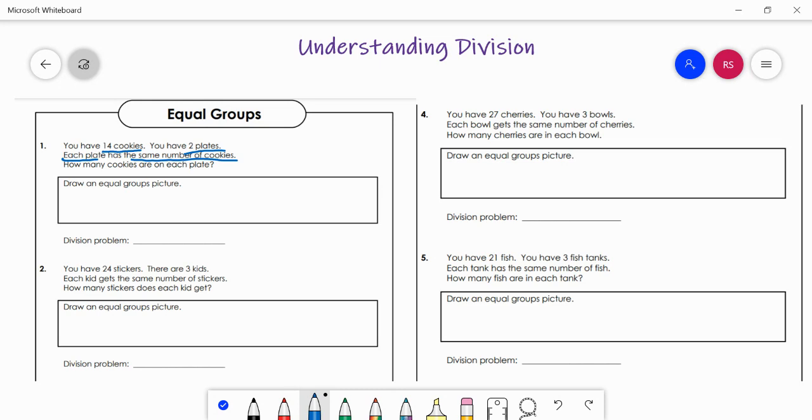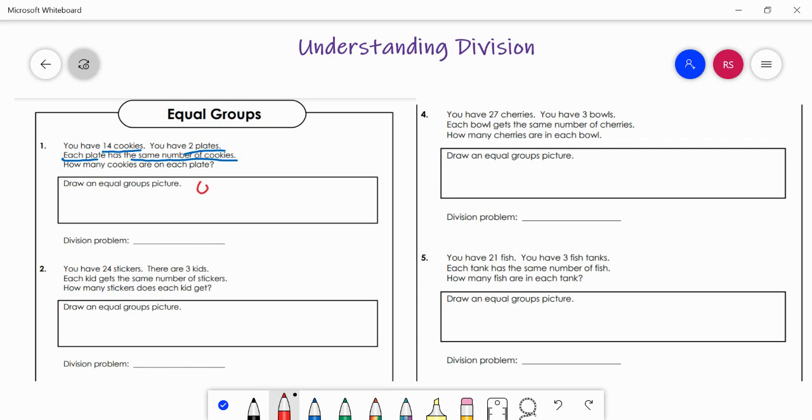So let's go ahead and draw this. You can draw this really in a couple of different ways. You can draw 2 plates and we can distribute the cookies on each plate, or you can draw out your 14 cookies and put them into 2 groups, right? So let's take a look here. If I wanted to draw out my 14 cookies, okay, let's draw these. I'm just going to draw circles to represent the cookies. Please go ahead and do this with me in your notebooks.